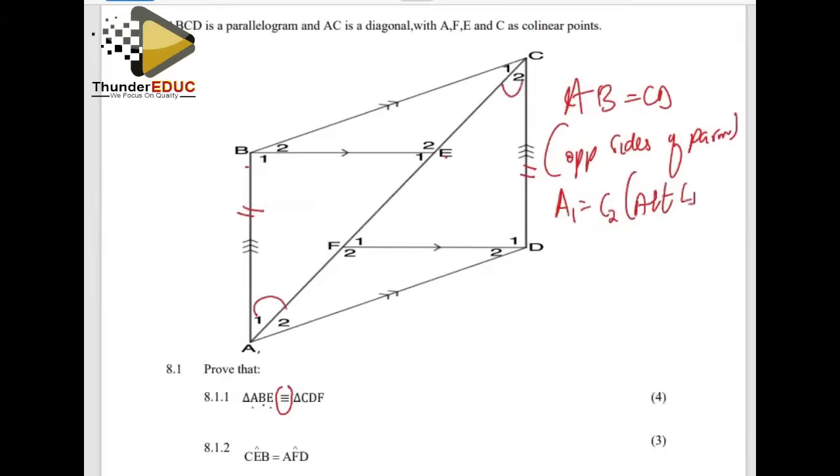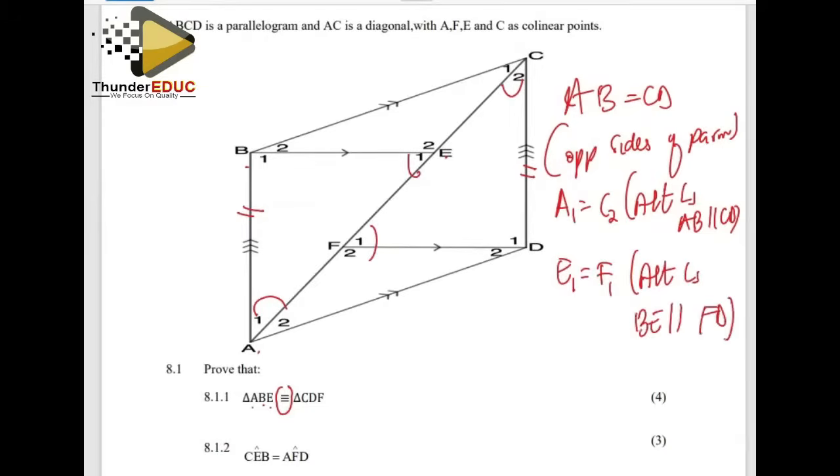Those are alternate angles because we know that AB is parallel to CD. If that is true, then we can also see that E1 is going to be the same as F1. Those are also alternate angles, BE is parallel to FD. So we need only 3 facts. Number 1, number 2, number 3. Therefore, the triangles are congruent because we looked at the side and then the 2 angles.